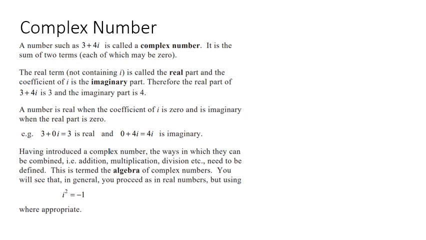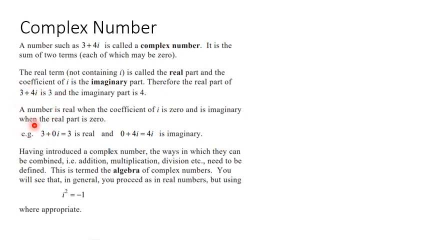For example, here you have a number such as 3 plus 4i, where i means the imaginary number, is called a complex number. It is the sum of two terms, each of which may be 0. The real term, not containing i, is called the real part, and the coefficient of i is the imaginary part. Therefore, the real part of 3 plus 4i is 3, and the imaginary part is 4.